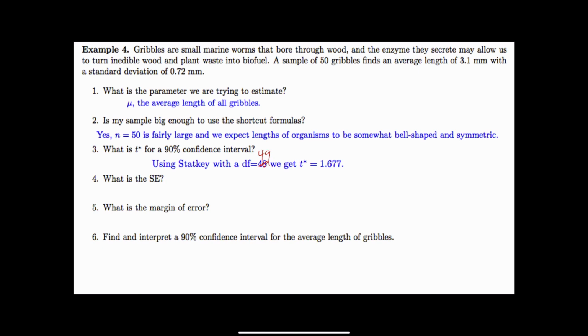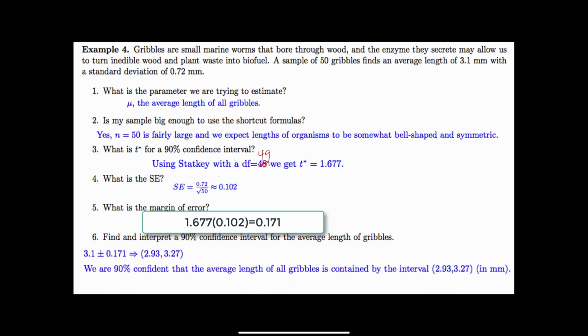The standard error, well, we know that formula is the standard deviation divided by the square root of the sample size. It's approximately 0.102. All right, so the margin of error is t star multiplied by the standard error. Here we get 0.171. All right, so we have a statistic and its margin of error. We can put together a confidence interval. And there we go, 2.93 to 3.27. We're 90% confident that the average length of all gribbles is contained within that interval in millimeters. All right, so that's how we use the t-distribution to construct a confidence interval.